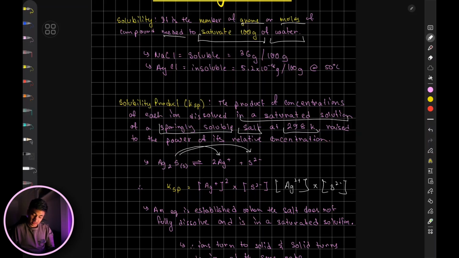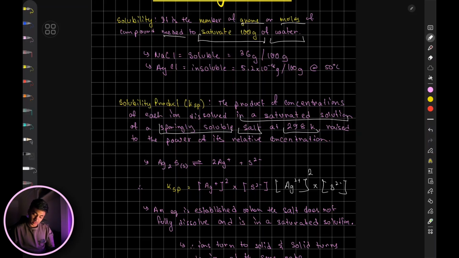And what is the sparingly soluble salt? That is Ag2S itself. Raised to the power of its relative concentration. What this means is, in one compound of Ag2S, you have 2 moles or 2 proportions of Ag. So Ag will be raised to the power of 2 because it has twice the concentration compared to the total substance itself. Now this gives you the KSP of Ag2S.